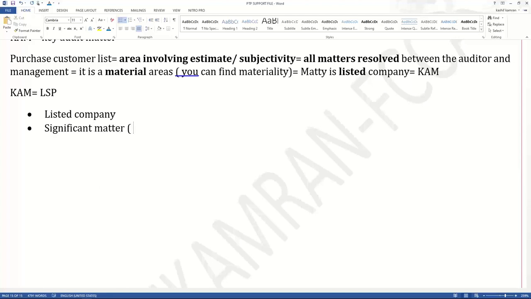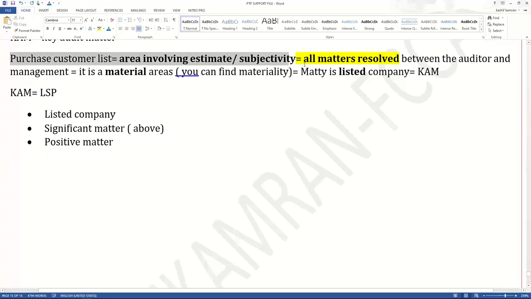Have I given you the definition of a significant matter above? Risky areas, adjusting and non-adjusting events, and areas involving estimates. Significant matter. LSP. CAM comes for a positive matter. Was the examiner telling us it is a positive matter? All matters resolved. What if there would have been a disagreement between the management and the auditor on the purchased customer list? Would you have included a CAM then?